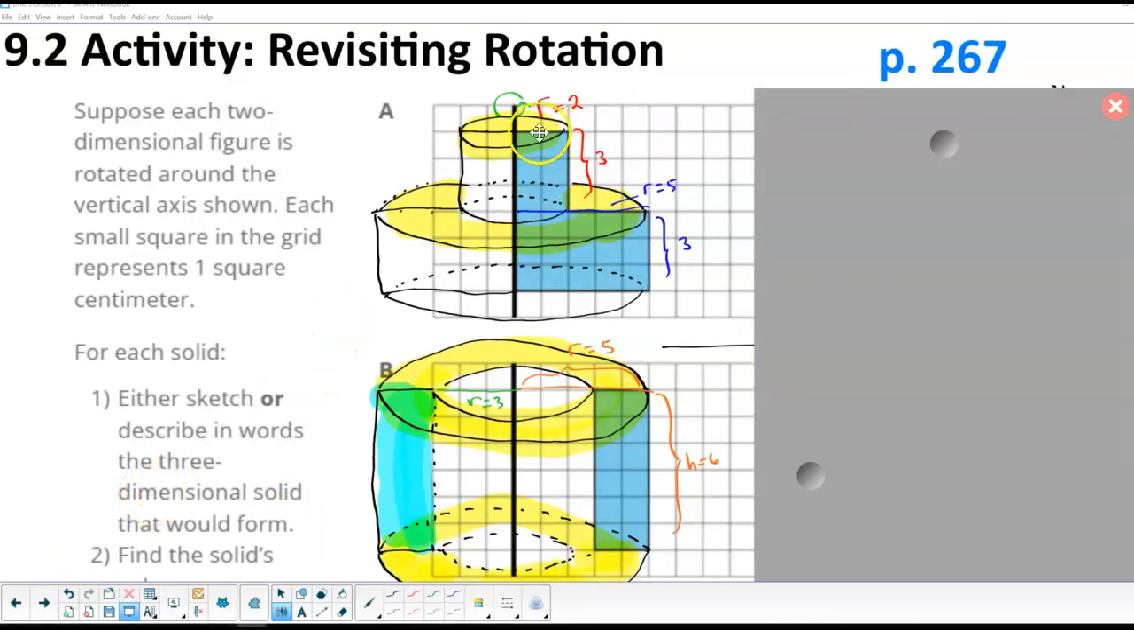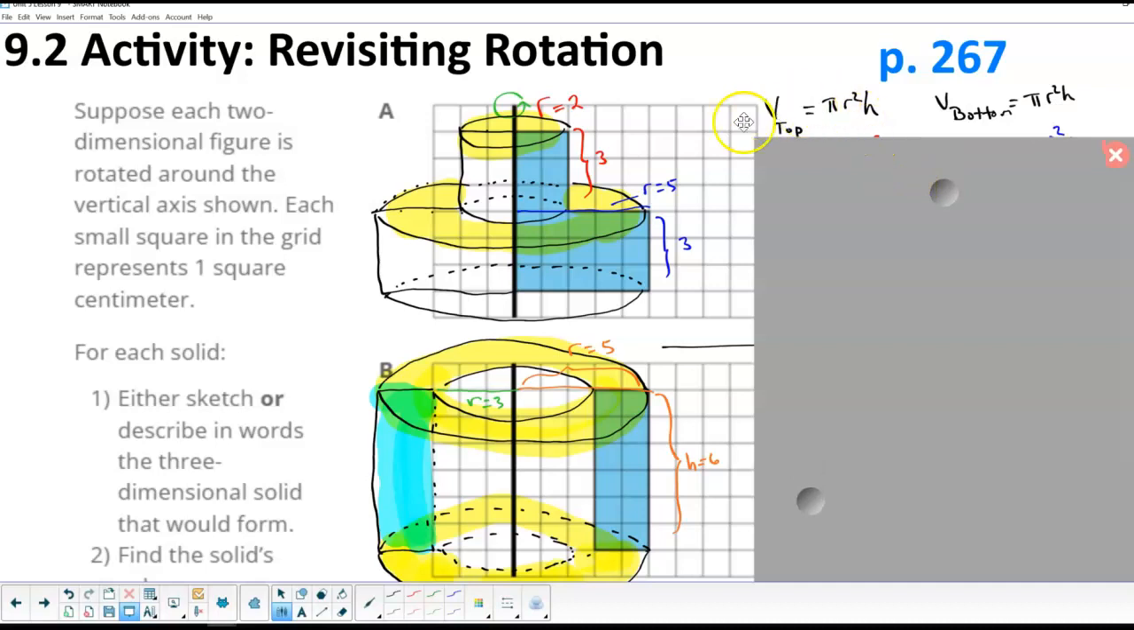So let's take a look. I want to find the volume of shape A. Well, notice it's 2 cylinders. It's a smaller cylinder on top of a larger cylinder. So I'm going to find the volume of the top using pi r squared times the height, and I'll find the volume of the bottom cylinder using pi r squared times the height. Now we do have to be careful because the radius is different for the top cylinder. Here you can see the radius from the center of rotation to the rim is 2 units, and its height is 3.